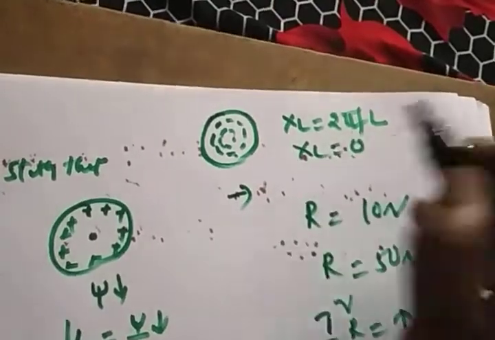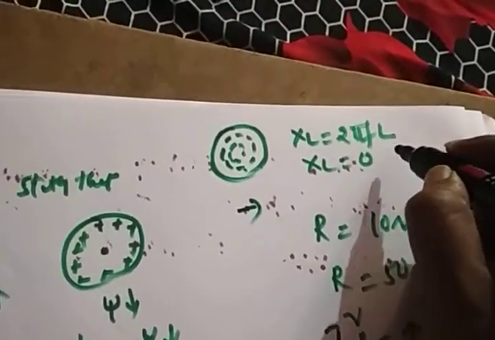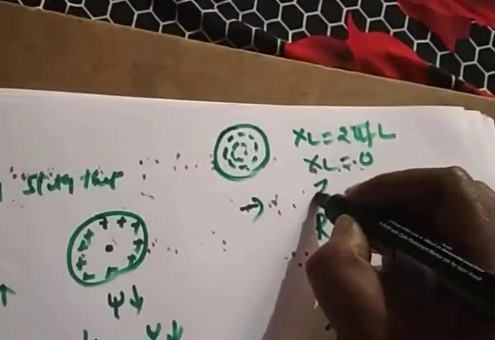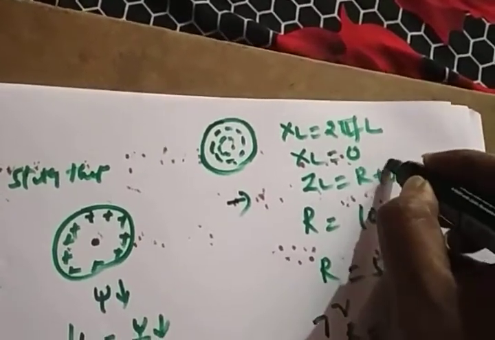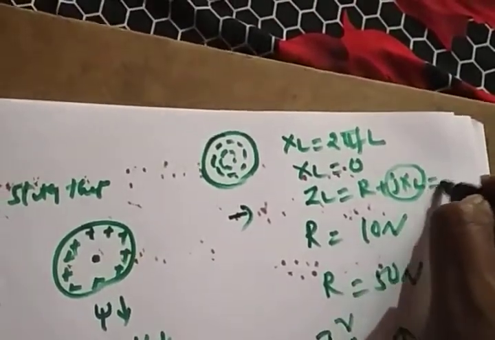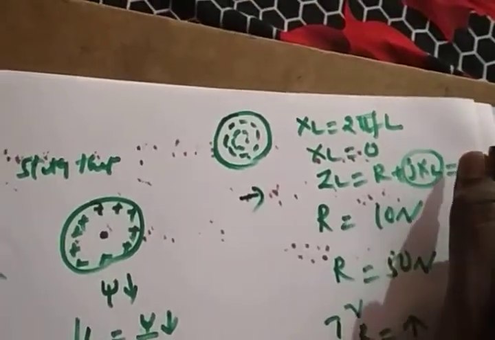What about XL? XL is equal to 0. If XL is equal to 0, what about impedance? ZL is equal to R plus jXL, right? If XL is equal to 0, what is the value of R? ZL is nothing but R, right?